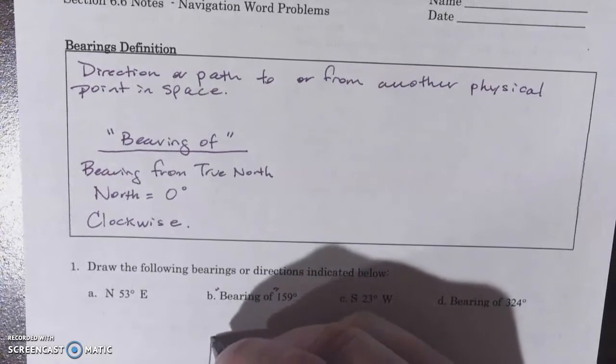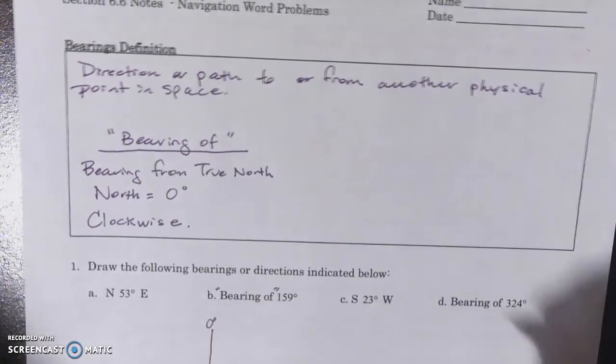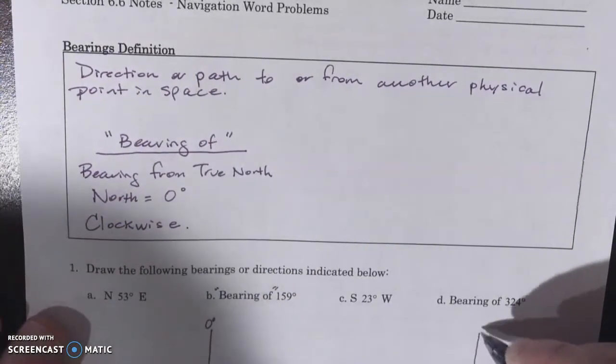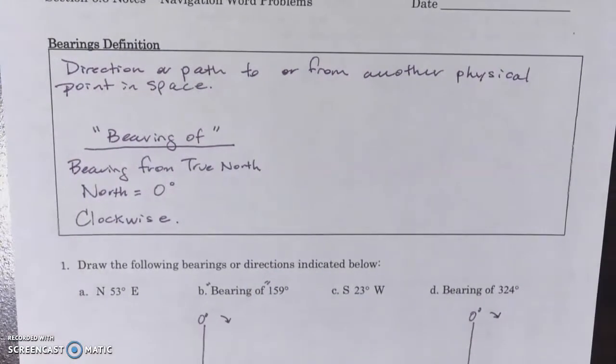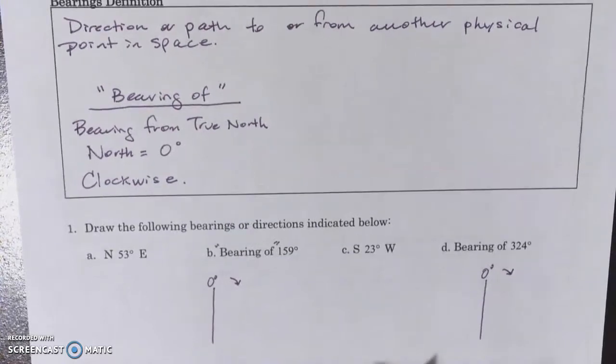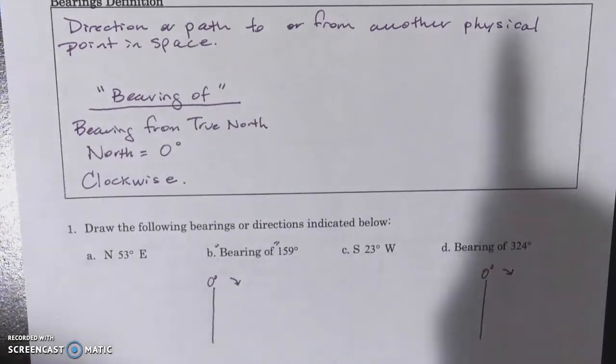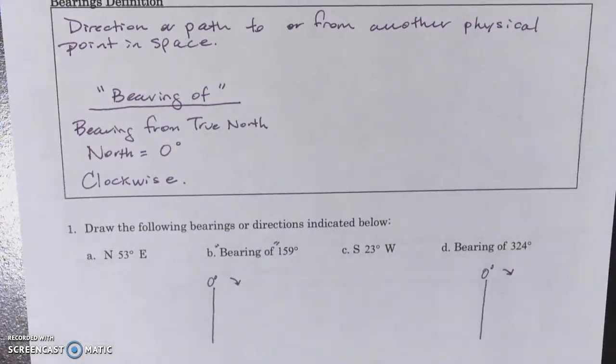When you see those words bearing of, north, that 0 degree line, we are going to be opening up clockwise. So if you want to figure out the direction of the bearing, we have to start with that north line, and we'll open up 159 degrees, or we're going to open up 4 degrees.